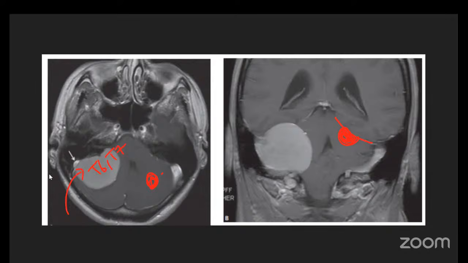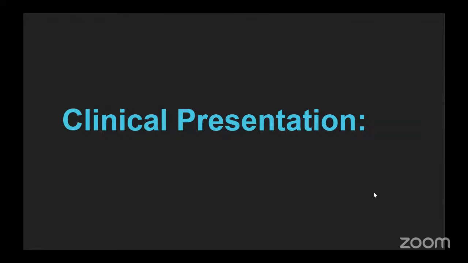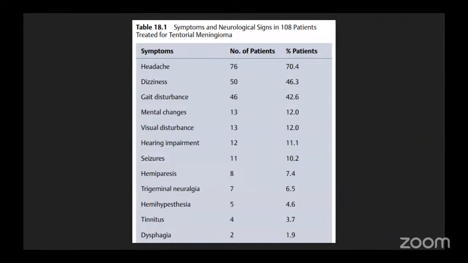Moving on. I think you're all pretty clear with the classification and the approaches, because the rest of the presentation is really, really easy if you have paid attention to whatever we discussed previously. There is a myriad of signs and symptoms for tentorial meningiomas. They can present with headache, dizziness, gait disturbance if cerebellar hemispheres are involved, mental status changes.